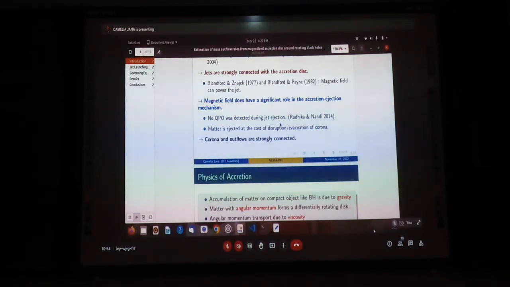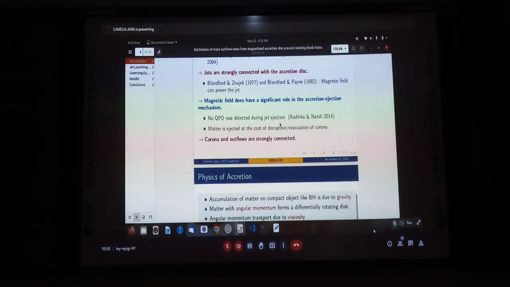Okay, that I'm not sure about. In their paper, what they showed was that in the hard state, first the QPO frequency was increasing when moving from the hard state to the hard intermediate state, but during the jet ejection, they found there was suddenly no QPO.